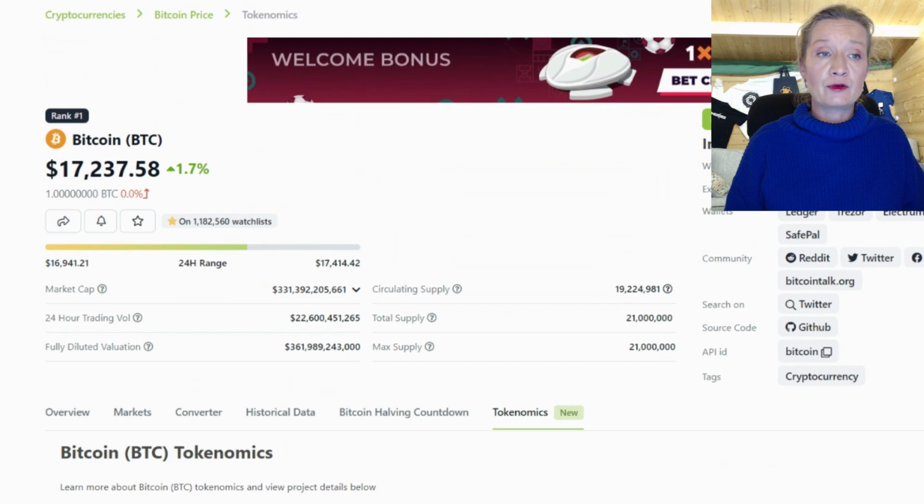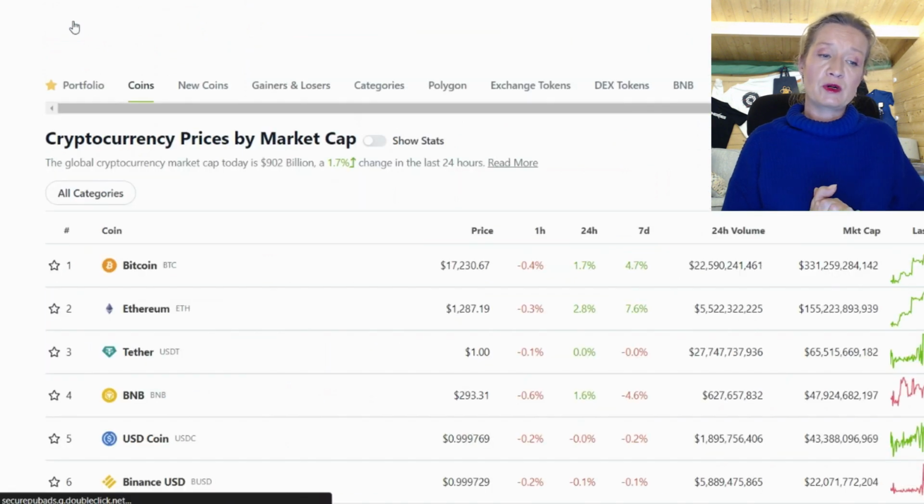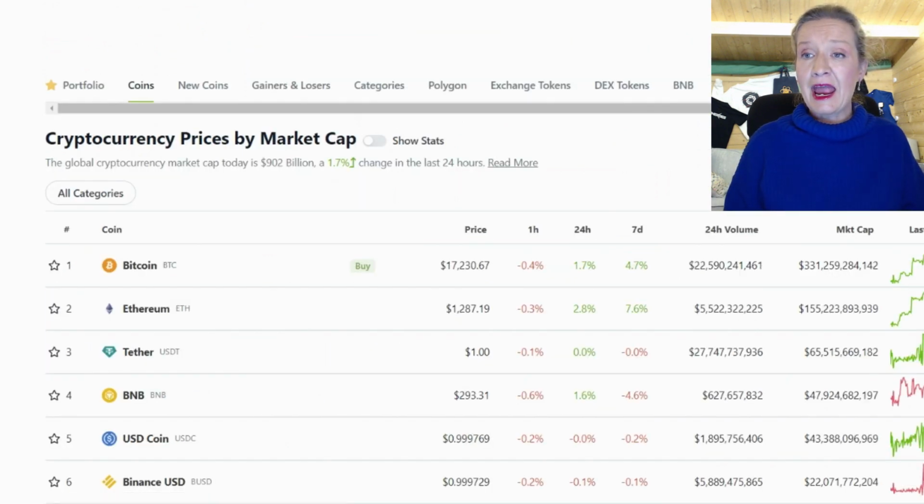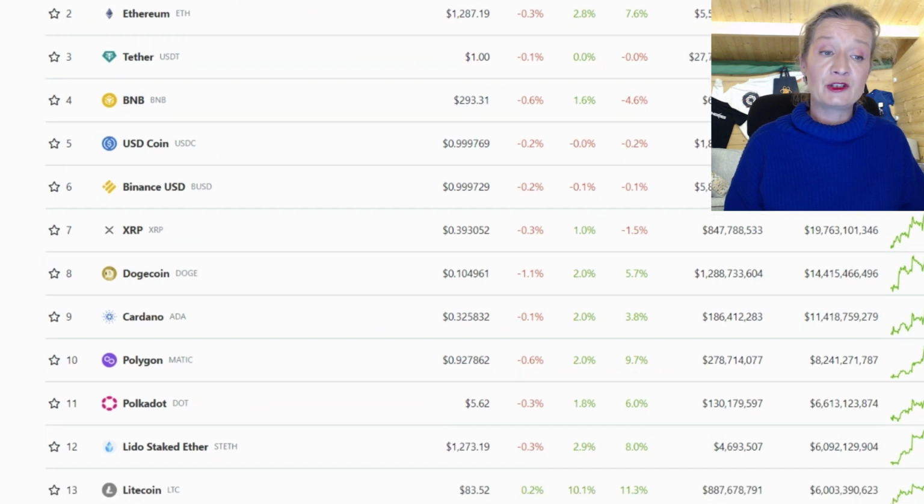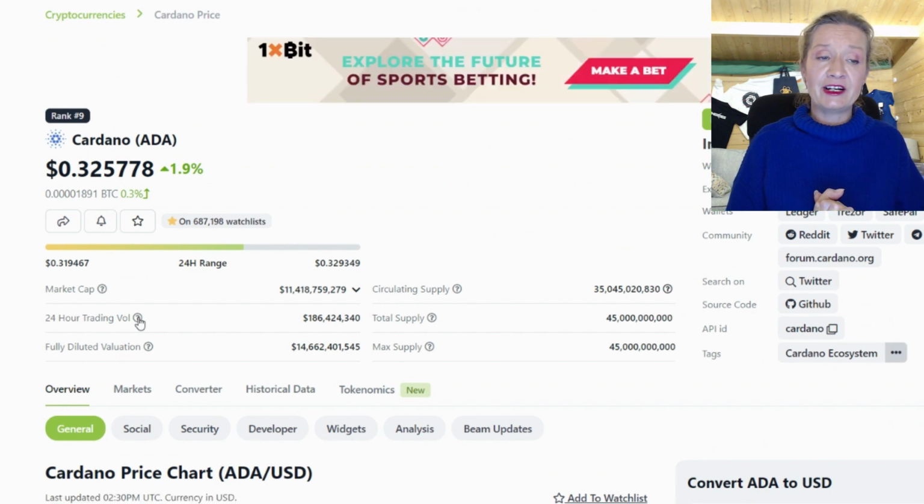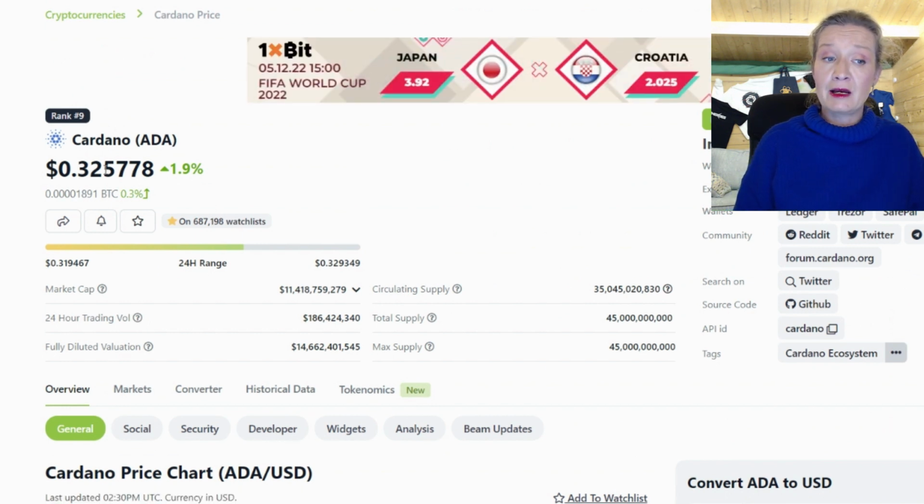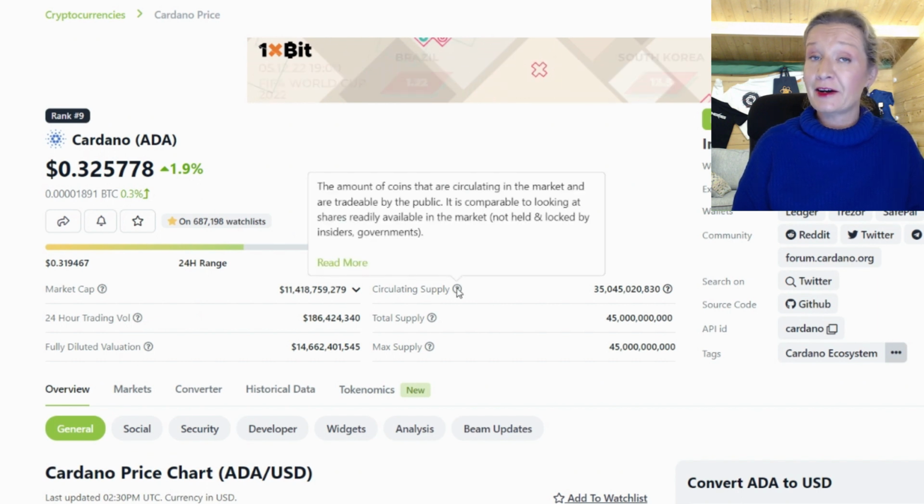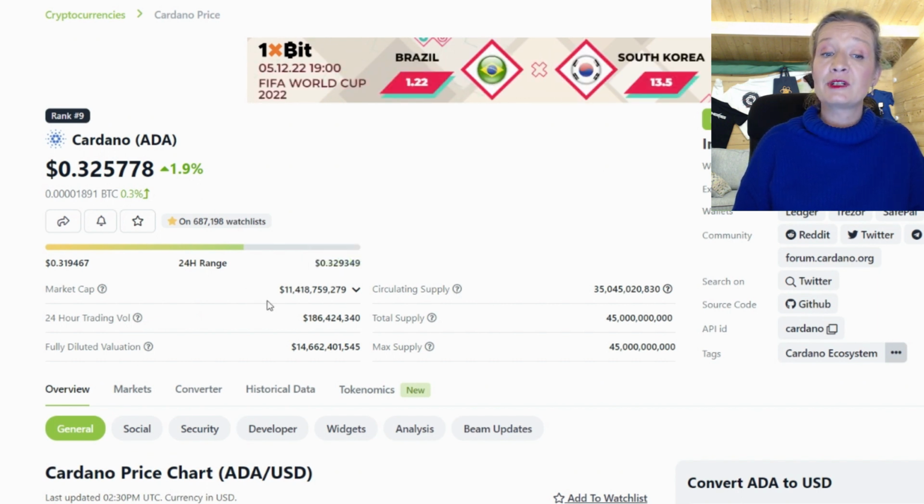So I'm going to go back now to all of the cryptocurrencies, and we're going to select a different cryptocurrency to have a look at the tokenomics of. So let's select Cardano. And we can see here in Cardano the current price. So we know the current price multiplied by the circulating supply is going to give us the market cap.